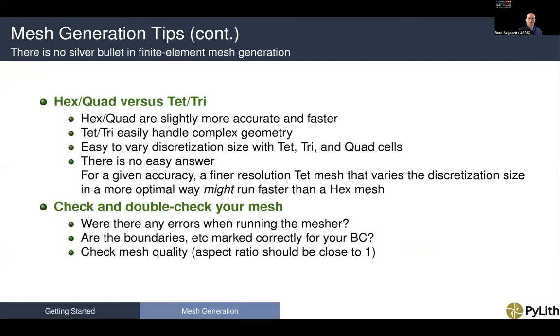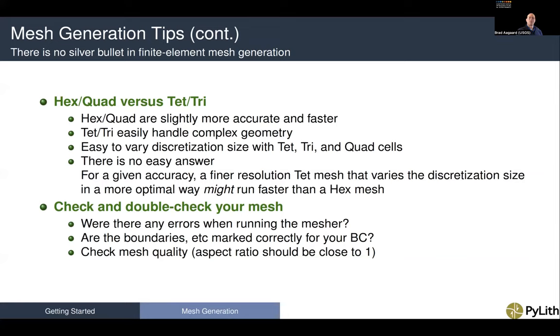Check and double check your mesh, particularly in Cubit. Sometimes Cubit will see an error and it'll just keep on running through your journal file and you won't realize that there was an error generated until you're done with your mesh and you see either volumes that weren't meshed or missing boundaries, sections of boundaries that you thought were being marked that weren't being marked. So you have to be very careful and look at the output log when you're generating meshes.